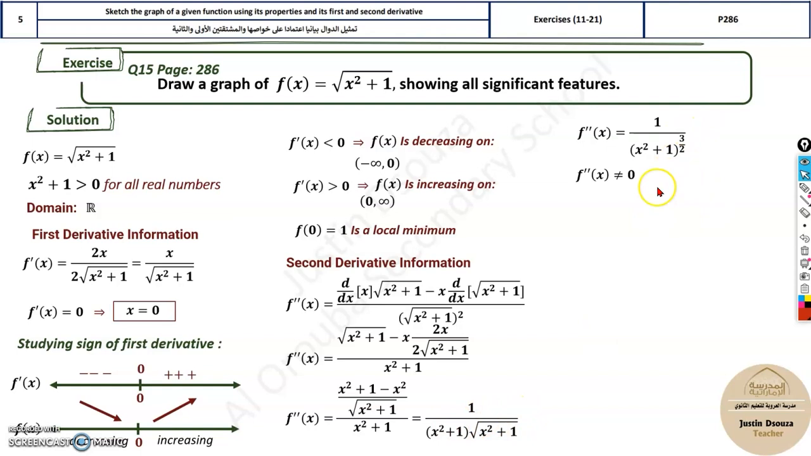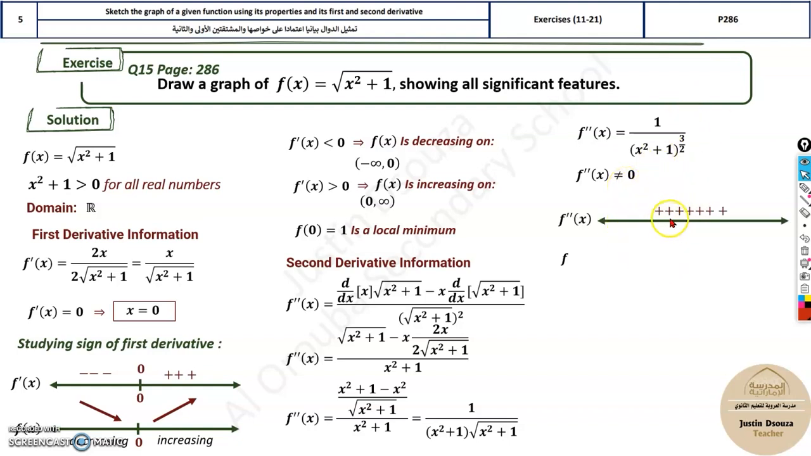What next? Now we will find the critical numbers. We will find the inflection point, so make it equal to 0. Now take this to the other side. What happens? It will be 1 equal to 0. Is it correct? No, it's wrong. So it cannot be equal to 0. Okay, double derivative cannot be equal to 0. That means there is no inflection point.